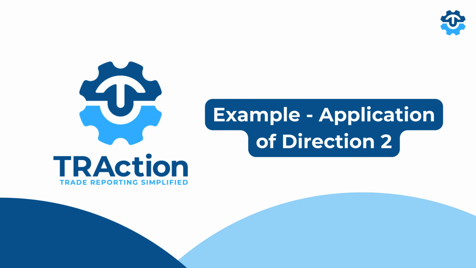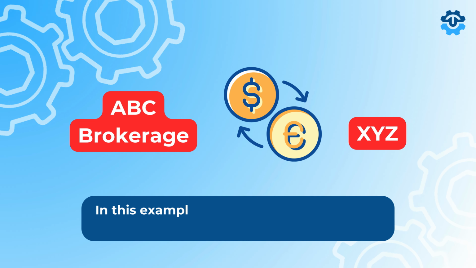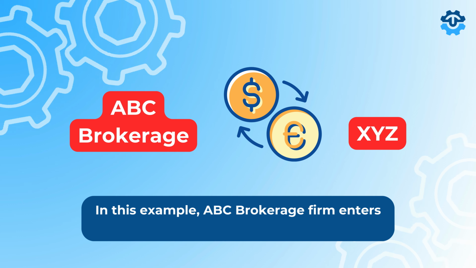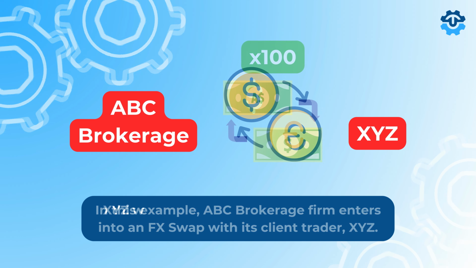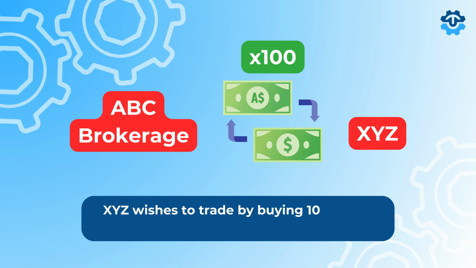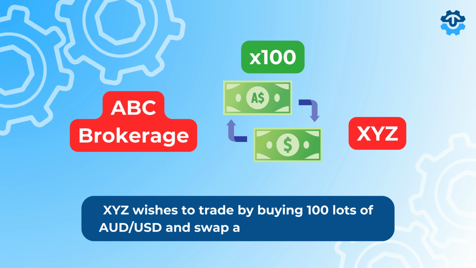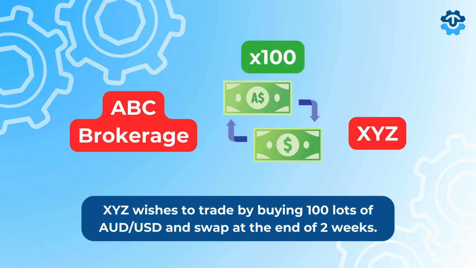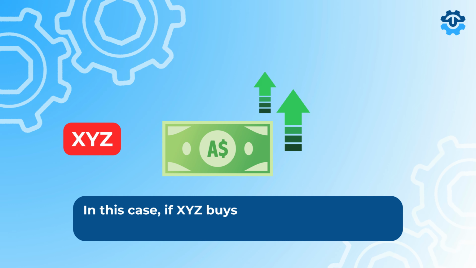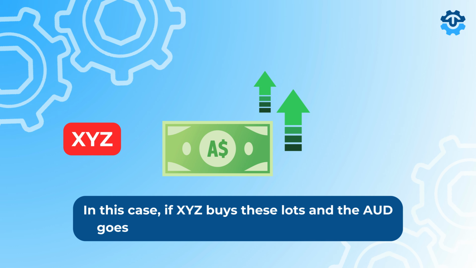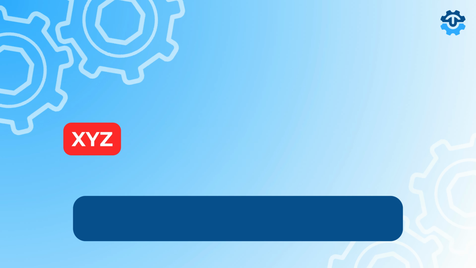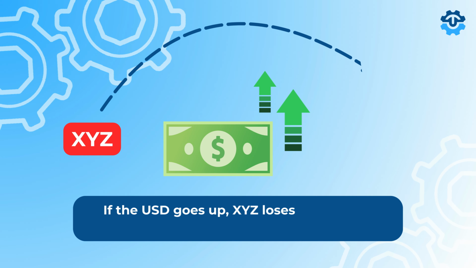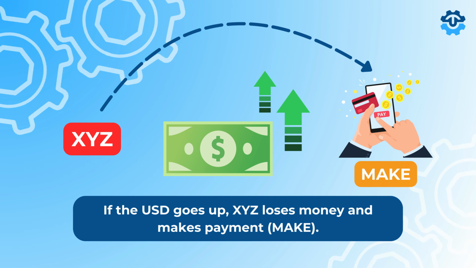Let's go through an example of the application of Direction 2. In this example, ABC brokerage firm enters into an FX swap with its client trader, XYZ. XYZ wishes to trade by buying 100 lots of AUD/USD and swap at the end of 2 weeks. In this case, if XYZ buys these lots and the AUD goes up, XYZ receives the payment, which is take. If the USD goes up, XYZ loses money and makes payment, so make.